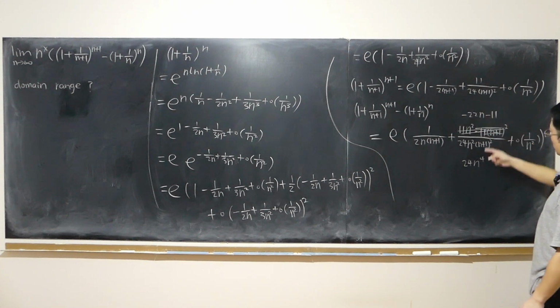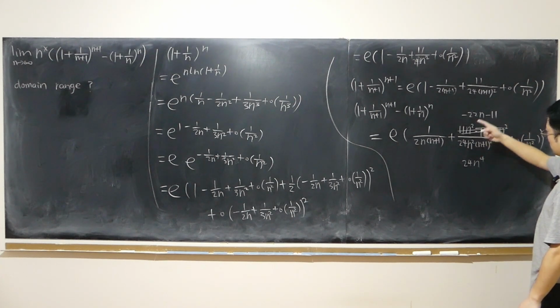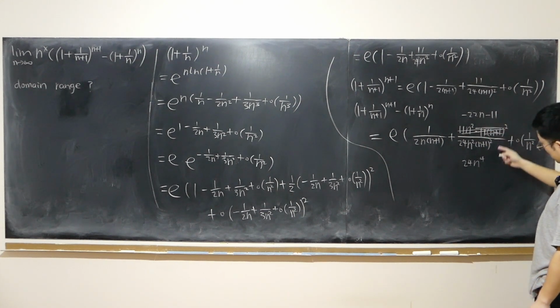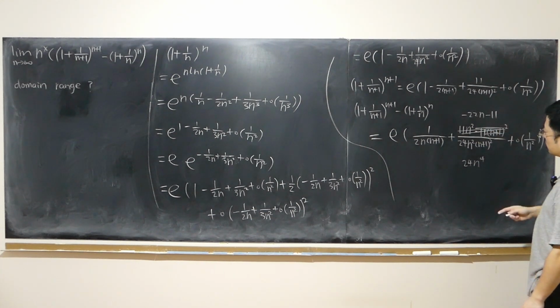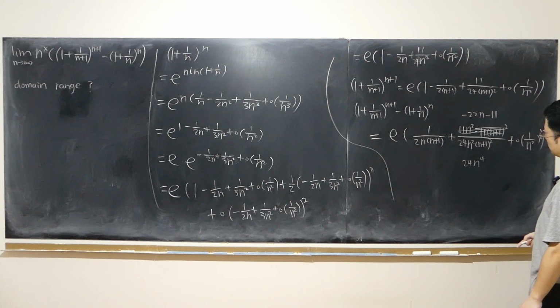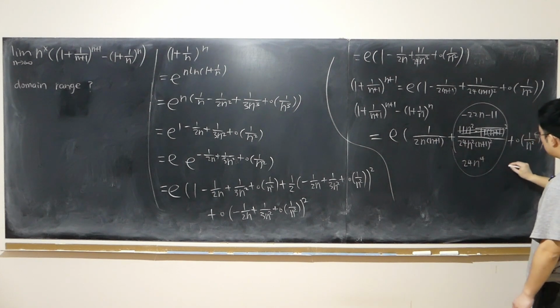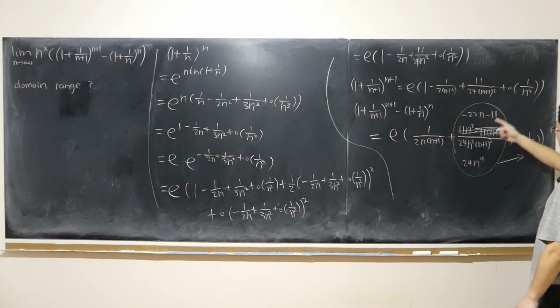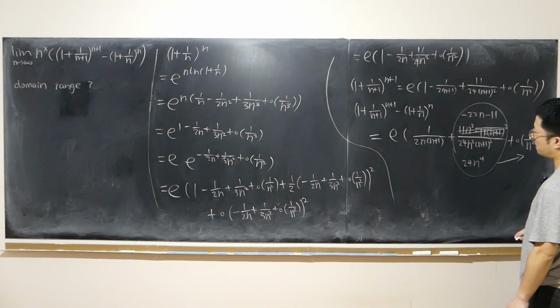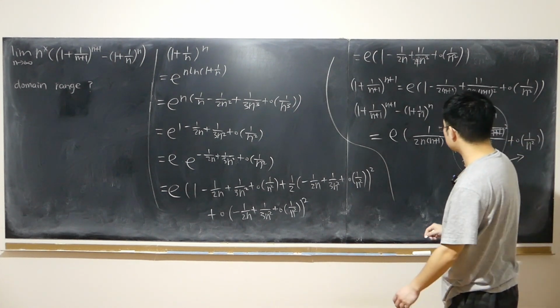So n canceled out. Effectively speaking, I have just this term, which will approach 0 at what speed? At the speed of some constant over constant times n cubed. That's approaching 0 faster than 1 over n squared, obviously, right? So I can put this into that. Altogether, they become little o of 1 over n squared. Now it's easy.